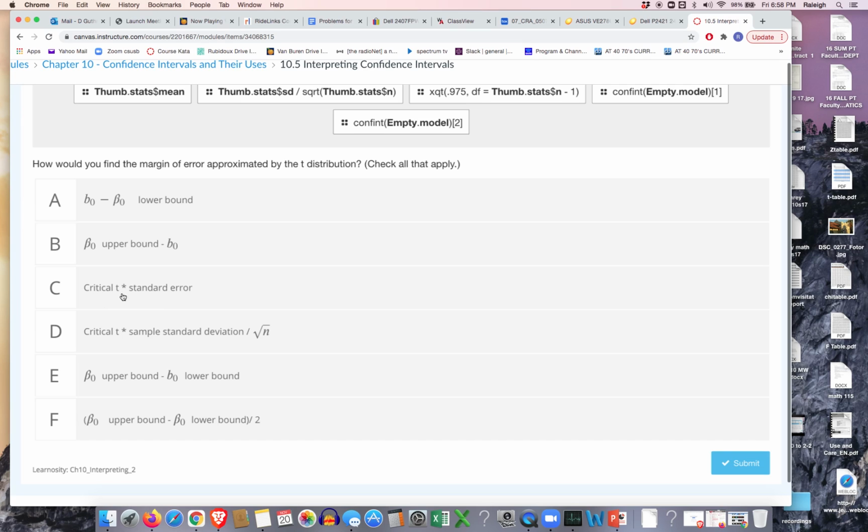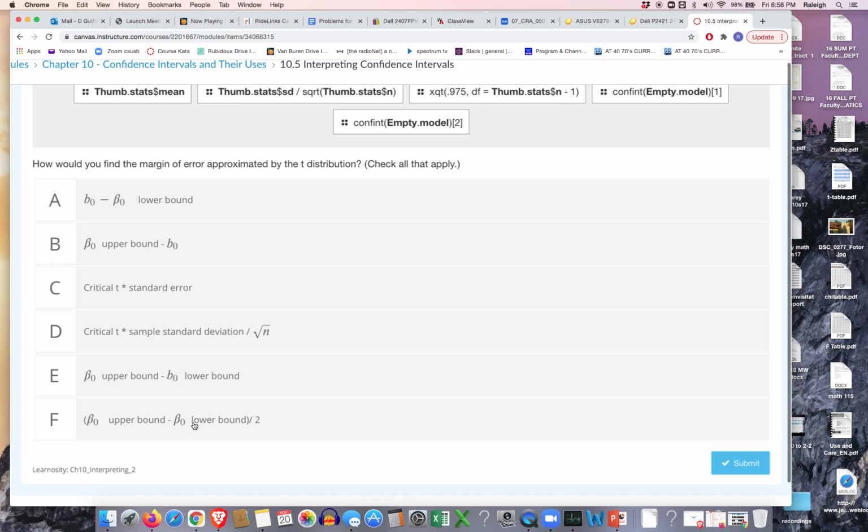Critical t times standard error. Now we're talking. This is what I'm used to. In fact, especially this one, D. So far, they're all winners. Take the sample standard deviation, that is S, over square root of n times the critical value of t, formerly found in tables. Now I'm going to skip ahead to F.